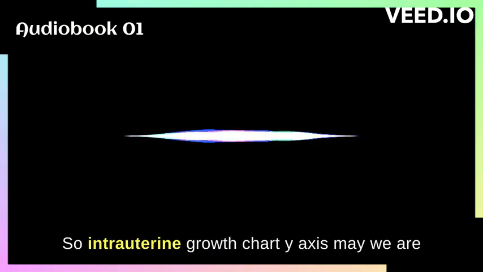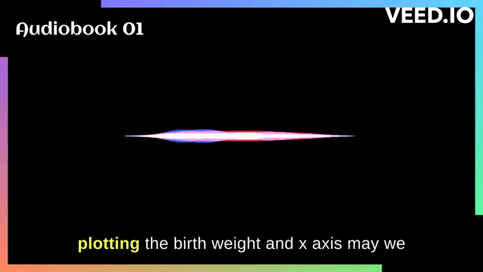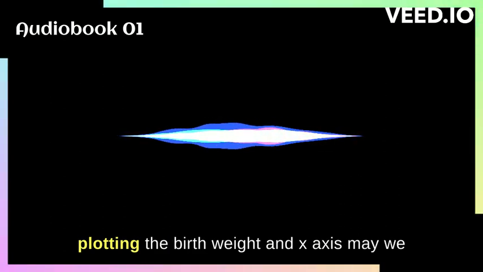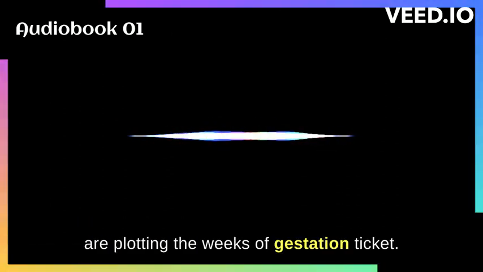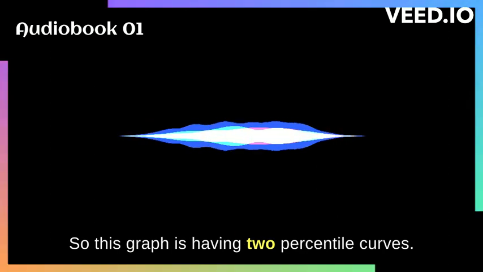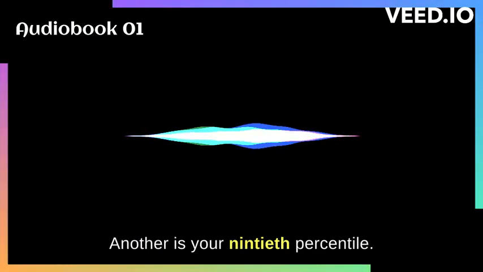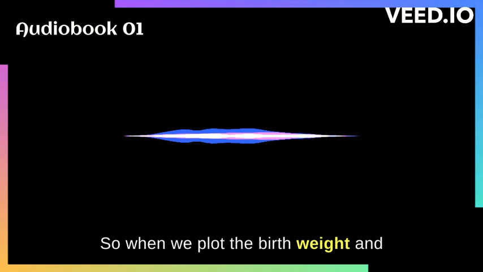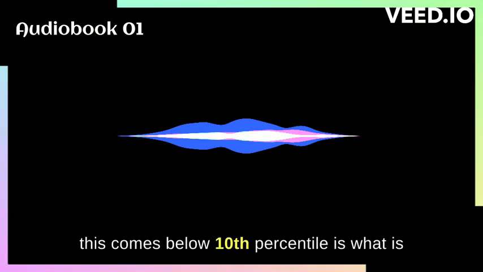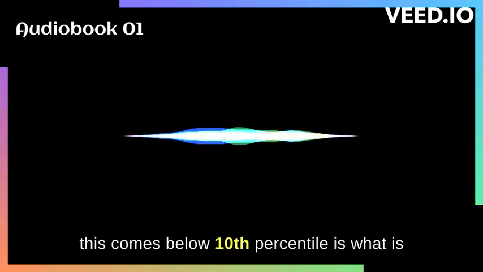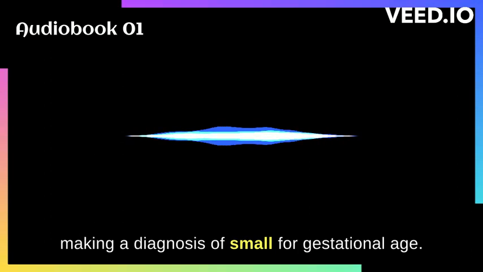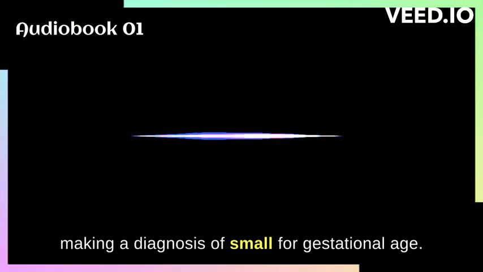In this intrauterine growth chart, on the Y axis we are plotting the birth weight and on the X axis we are plotting the weeks of gestation. This graph has two percentile curves, one is your 10th percentile, another is your 90th percentile. When we plot the birth weight and it comes below the 10th percentile, it makes the diagnosis of small for gestational age.